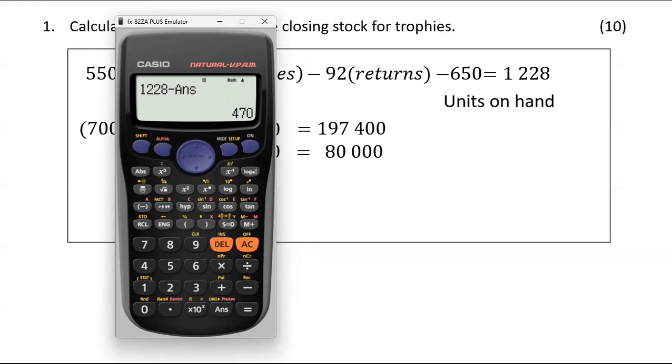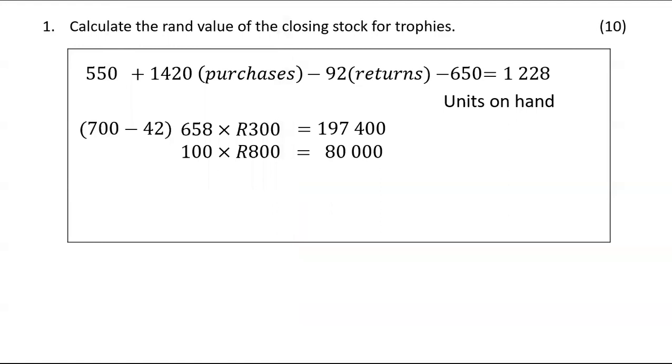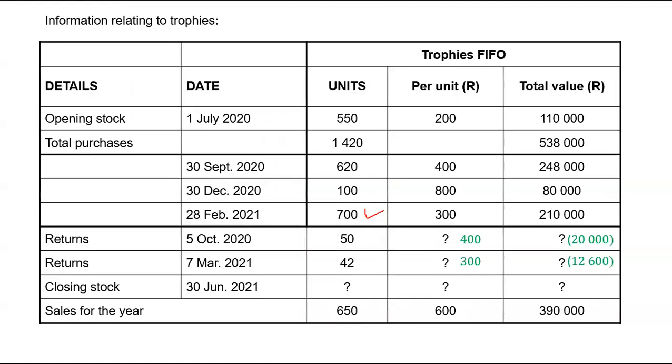So those 470 units will come from September purchases. The units purchased in September were 620, and out of the 620, we only returned 50. 620 minus 50 will give you 570, which is still enough. It means that 470 of the remaining units will come from the September purchases, because for September purchases, units available to be sold were 570, but we only sold the other part.